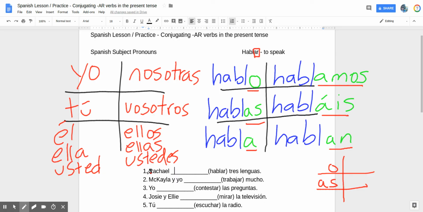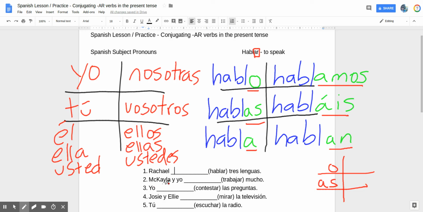So this first one, I have Rachel. So what I want to do is ask myself, where does Rachel fall on this chart on the left over here? Well, she's one person, so she's definitely going to be on the left-hand side because this is all for one person. She's not yo, she's not tú, she's not you, so that means she's down here, right? She's a he, she, or usted, and she happens to be a she. So I'm going to use the she version of this verb right here. It happens to be the same verb, so that first one's kind of easy. So the answer would be habla, this one right here.